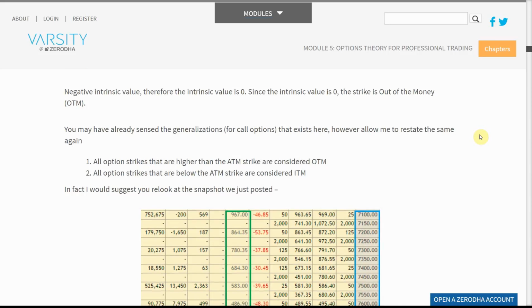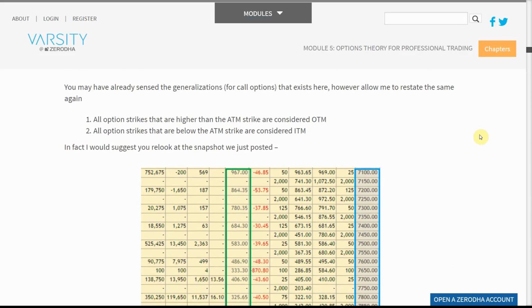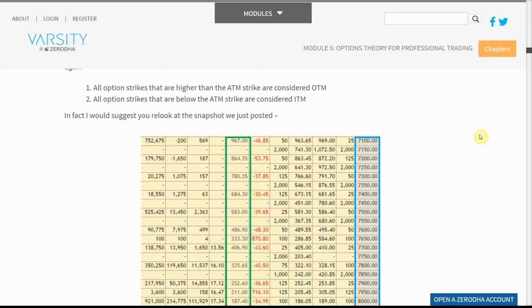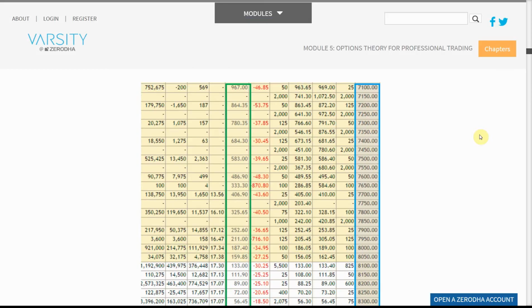You may have already sensed the generalizations for call options that exist here. However, allow me to restate the same again. All option strikes that are higher than the ATM strike are considered OTM. All option strikes that are below the ATM strike are considered ITM. In fact, I would suggest you relook at the snapshot we just posted. NSE presents ITM options with a pale yellow background and all OTM options have a regular white background.